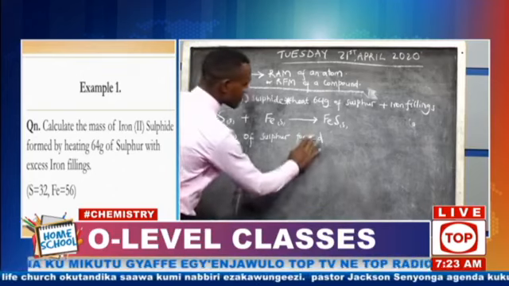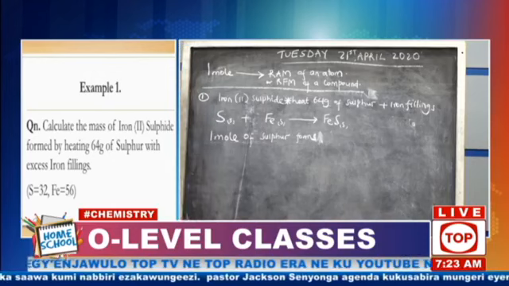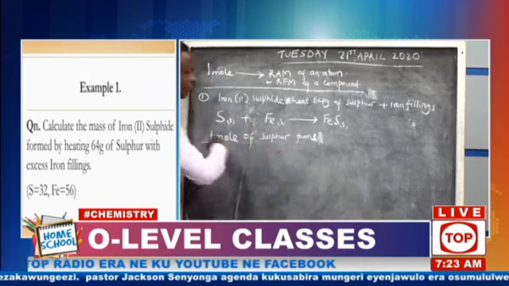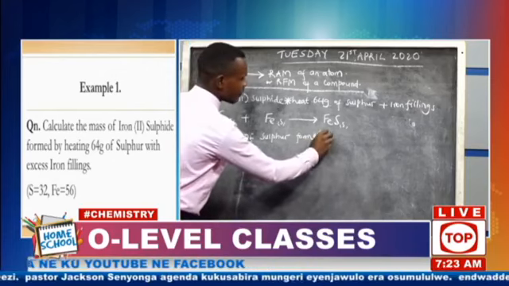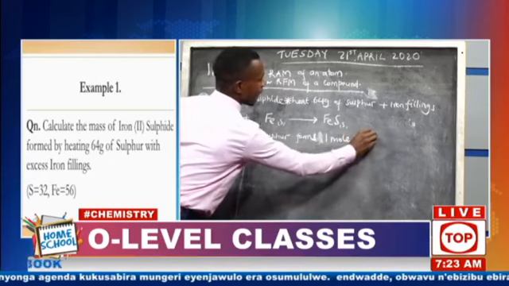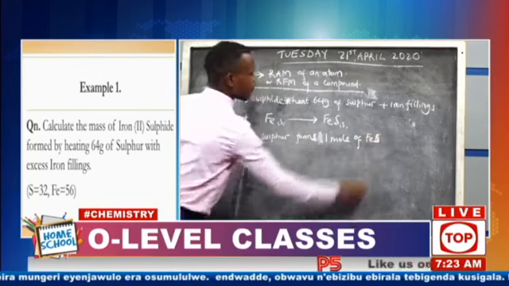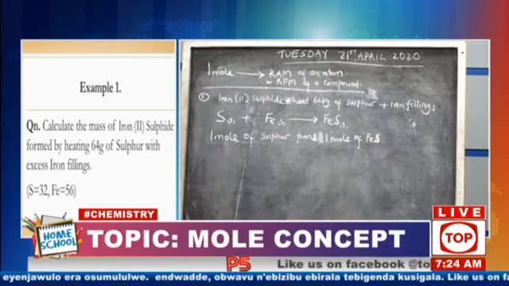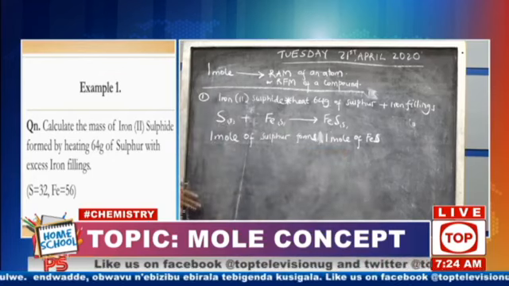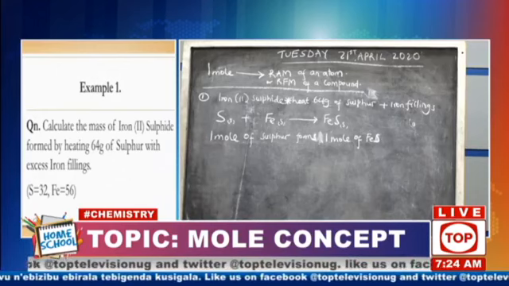If it is not passed, you can put it like this and say forms. Okay? 1 mole of sulfur, when you burn it, when you heat it, forms 1 mole of iron 2 sulfide. 1 mole is forming 1 mole of iron 2 sulfide. Now, what do we want? We want grams. So we change this 1 mole into grams.